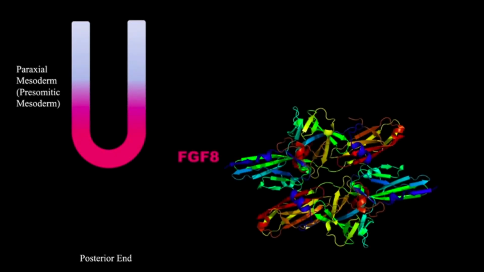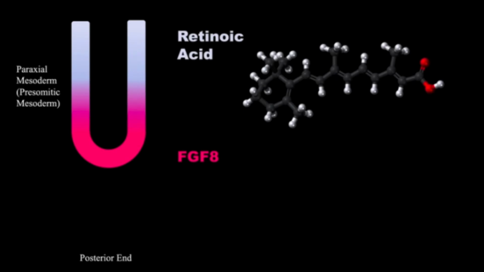Let's take a look at how the whole mechanism works. Here's a schematic of the posterior end of the paraxial mesoderm. Naturally, there exists a chemical gradient of fibroblast growth factor 8, or FGF8, a protein secreted by the posterior end. On the other hand, already formed somite segments secrete retinoic acid, which creates another top-down chemical gradient.